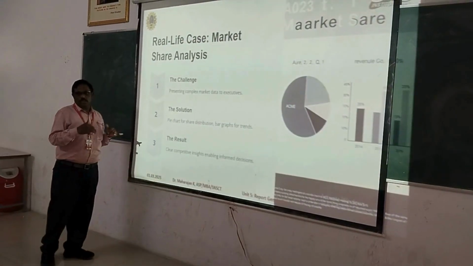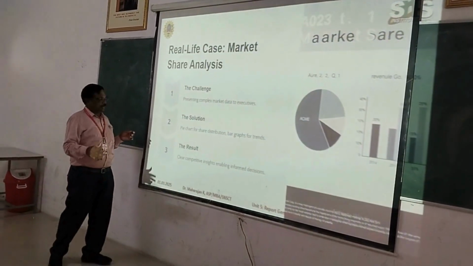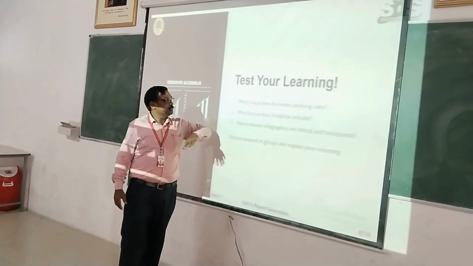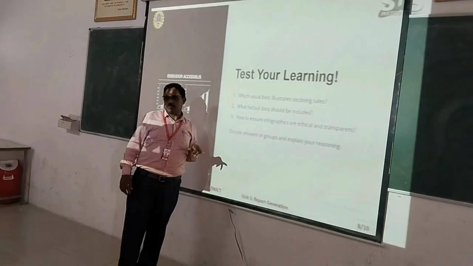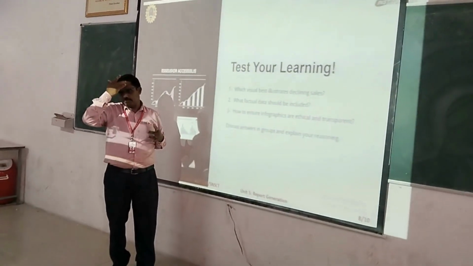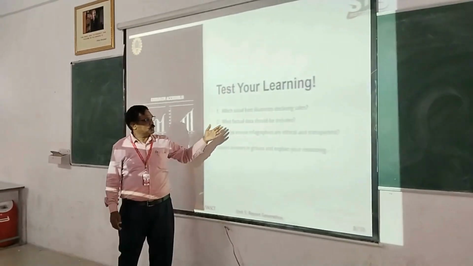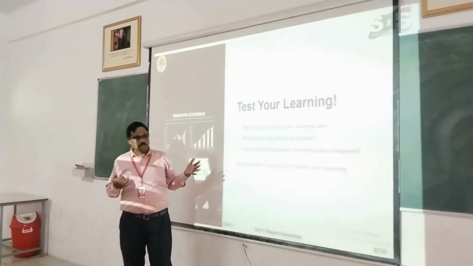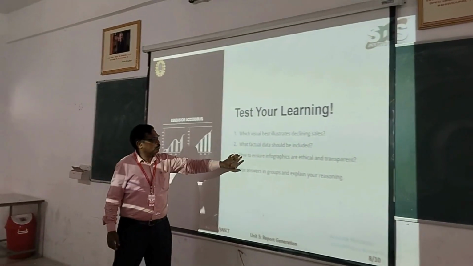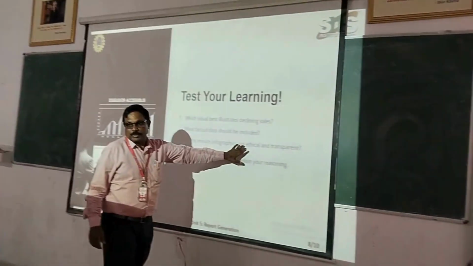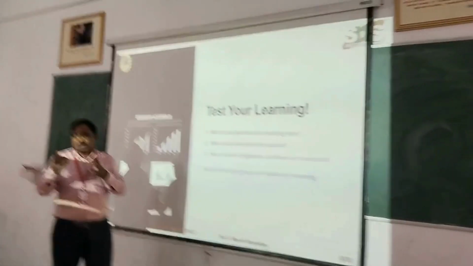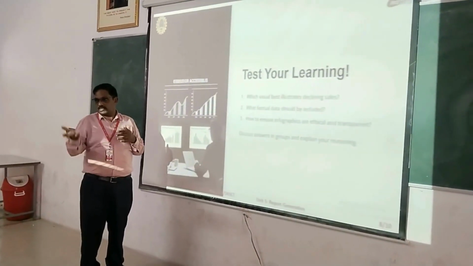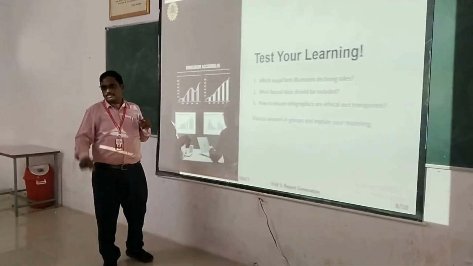But with a descending approach, we could have a better impact. Which visual tools illustrate declining sales? You can find the answers yourself. What you have learned so far: what factual data should be included? How to present them in a storytelling approach? How to ensure infographics are ethical and transparent? Because we sometimes hide facts by using graphics. We may not actually present the actual fact. This is exactly what happened in the Satyam and competitive case.